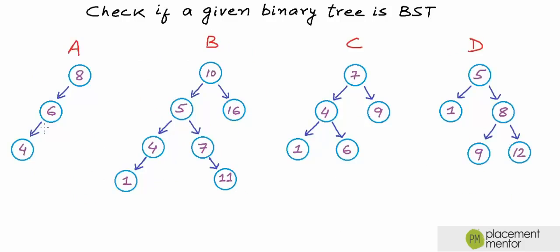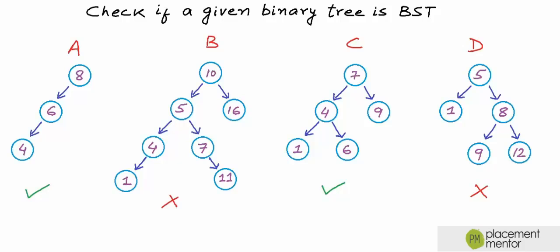Of these binary trees that I'm showing here, A and C are binary search trees, but B and D are not. In B, for the root node with value 10, we have 11 in its left subtree, which is greater than 10. And in a binary search tree, for any node, all values in its left subtree must be lesser.